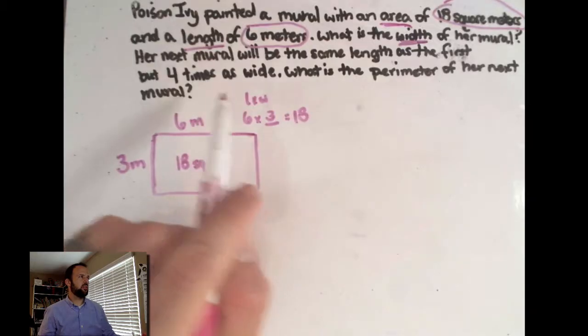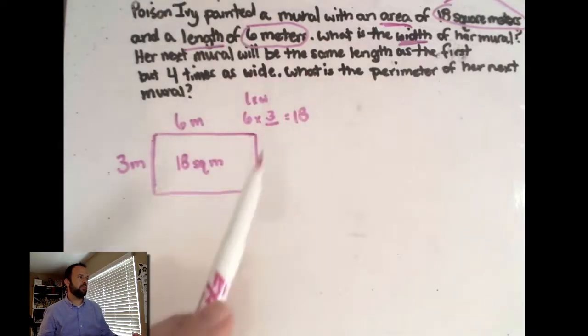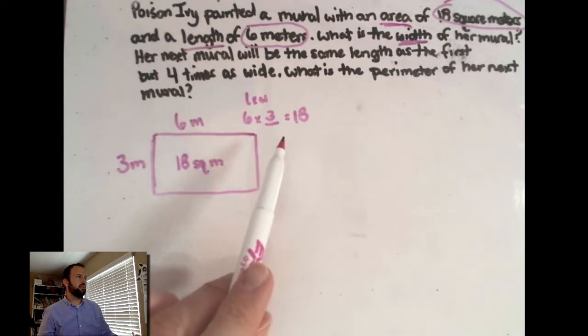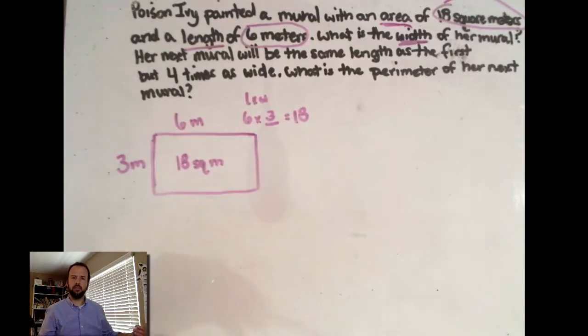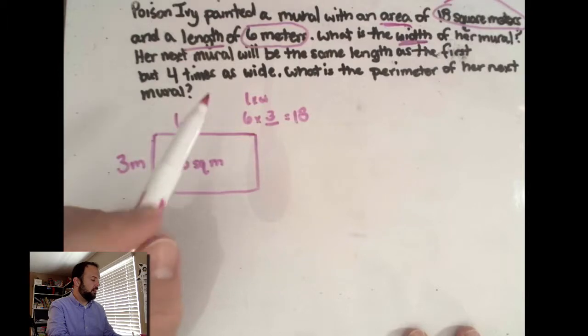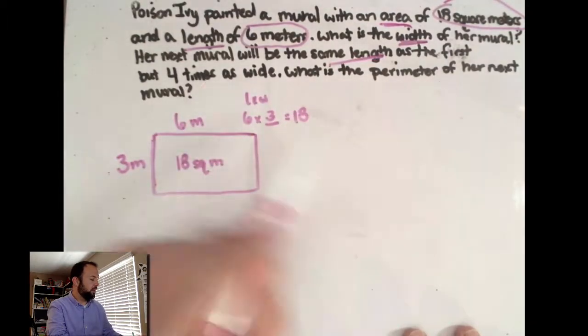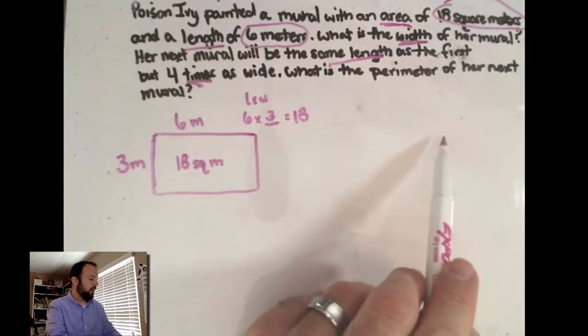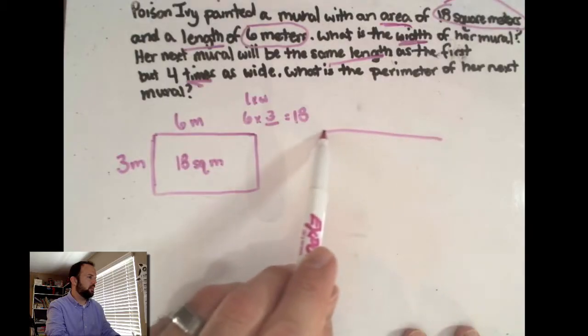But now it says her next mural will be the same length as the first, so it's going to stay 6 meters, but it's going to be 4 times as wide. Interesting, right? Okay, so what's the perimeter of her next mural? So there's a couple things going on here. We know that her next mural is going to be the same length, but it's going to be 4 times as wide.